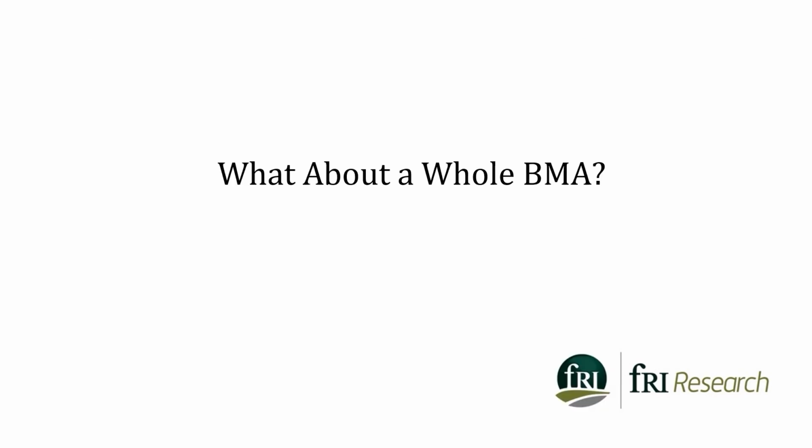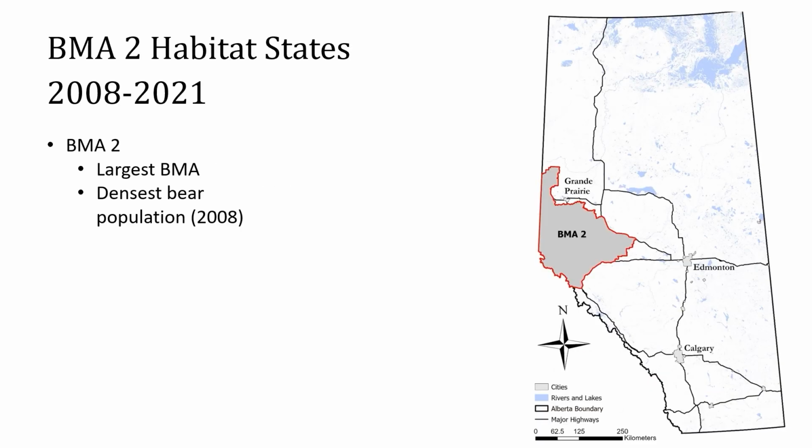So we've looked at a small study area, and we've seen what the impacts are over time for our habitat states. But now let's take a look at what a whole BMA is doing. For this exercise, we're going to look at BMA2 habitat states, from 2008, which was when our most recent population survey was done, to our most recent data in 2021. We chose BMA2 because it is our largest BMA and has our densest bear population as shown in the population estimate in 2008.